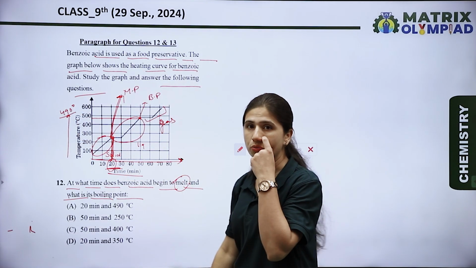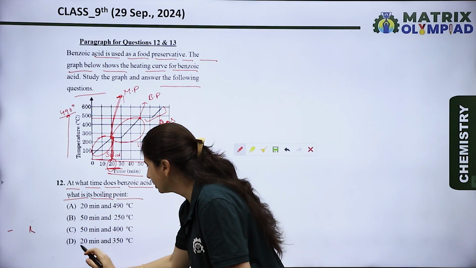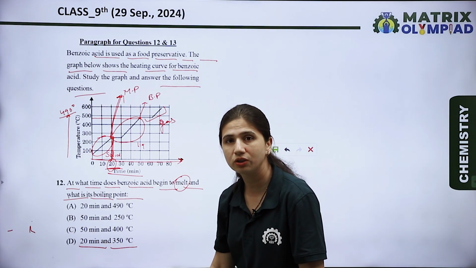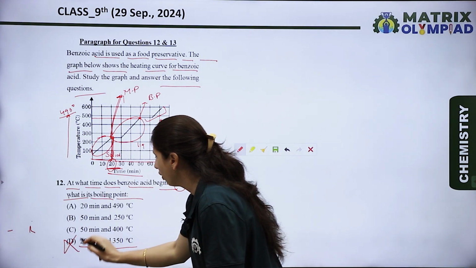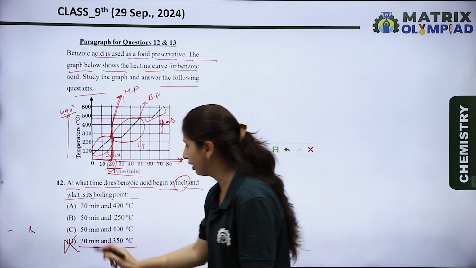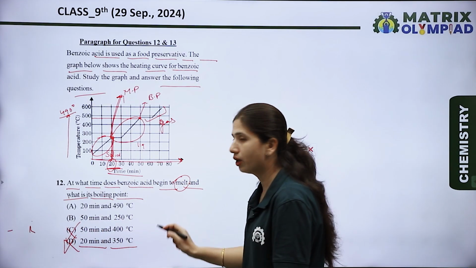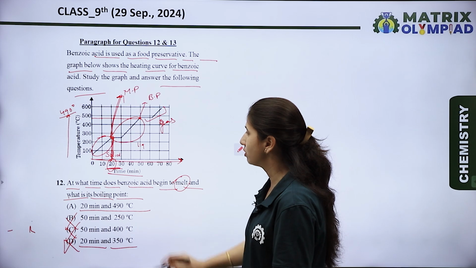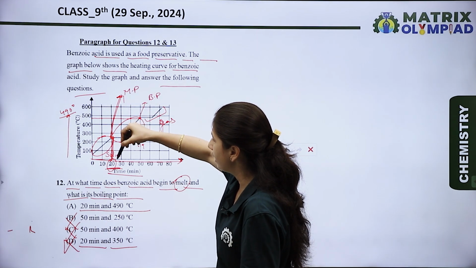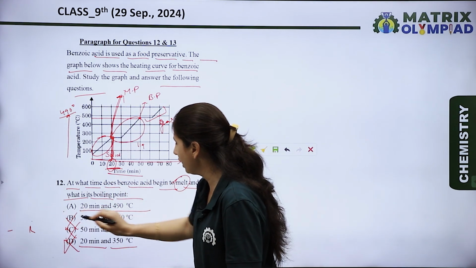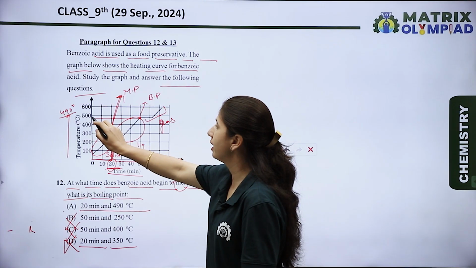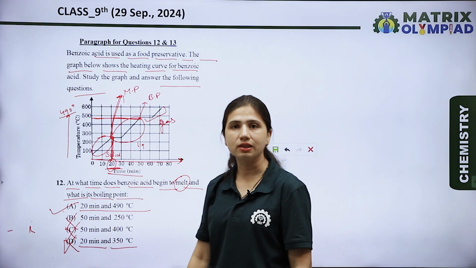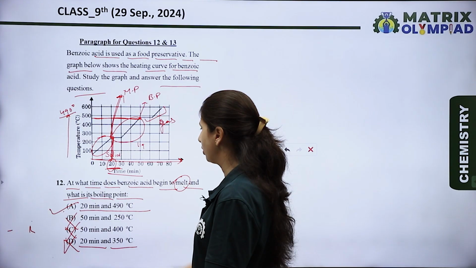Okay, let's see the options. Option D is 20 minutes and 350 degrees. 20 minutes is right, but 350 degrees is wrong. 50 minutes and 400 is also wrong. 50 minutes and 250 is also wrong. Now let's see: 20 minutes is the melting time and the boiling point is around 490 degrees. So option A is the right option for this question.